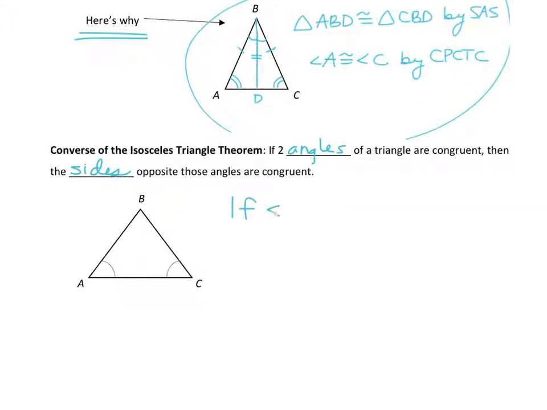This one's saying if angle A is congruent to angle C, then we know this side across from C and this side across from A would have to be congruent. So then AB is congruent to BC. Okay? Any questions on that? All right. So those are the theorems.